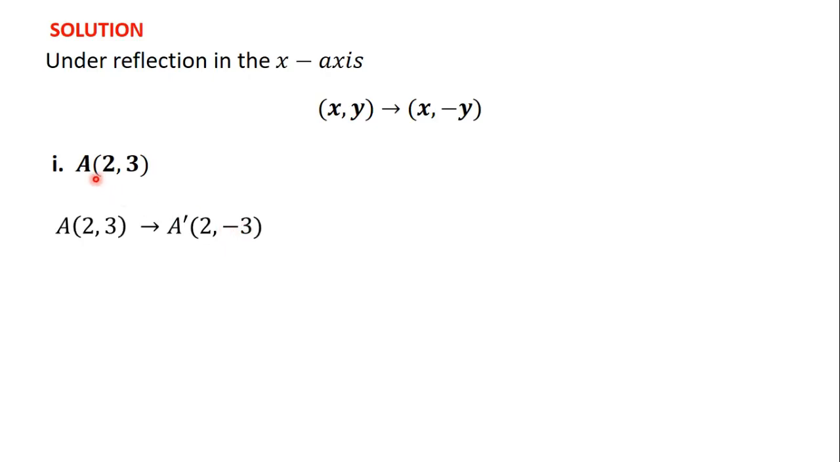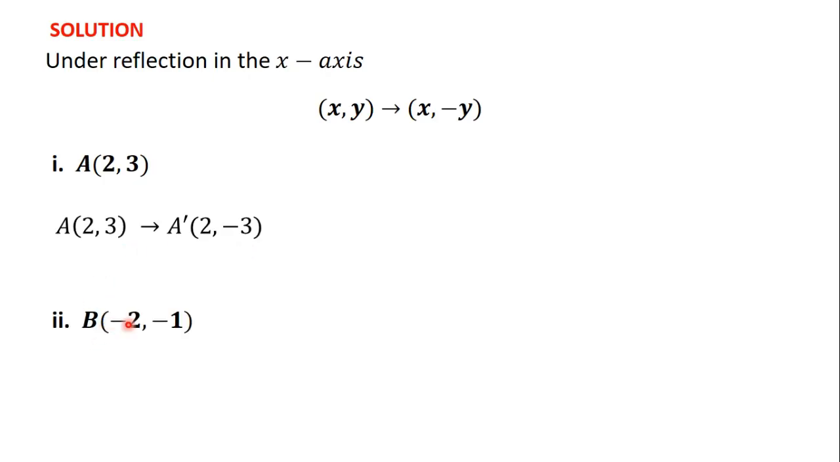So if you reflect the point A with coordinates (2, 3) in the x-axis, or the line y is equal to 0, then the image of A, which will give us A prime, will be (2, -3). Let's look at the next question.